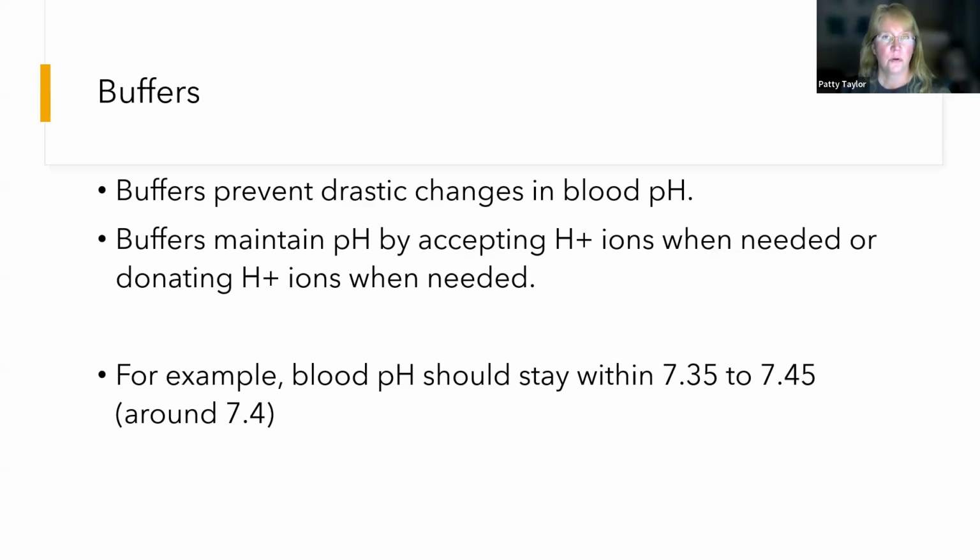So the way buffers work is either they will accept hydrogen ions when needed to pull them out of the blood pH, or they can donate hydrogen ions when needed to make the blood become more acidic. So they're kind of like sponges in a way. They can squeeze out hydrogens to make your blood more acidic, or they can soak them up to reduce the acidity and make your blood more alkaline.